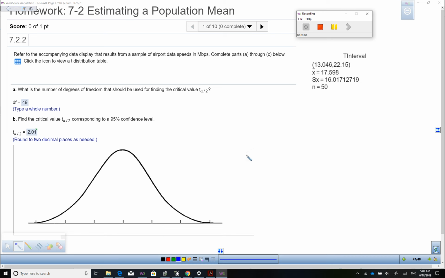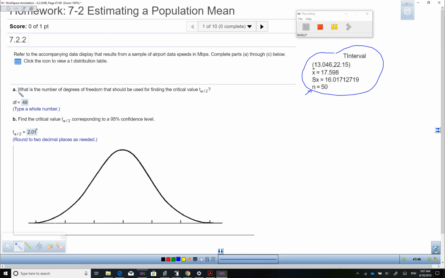Okay, problem number 1 on chapter 7, section 2. They display this information in this problem, which contains the confidence interval, the sample mean, and the sample standard deviation, as well as the sample size.